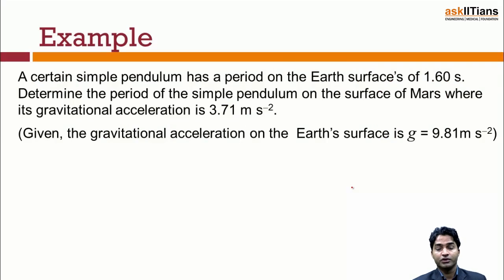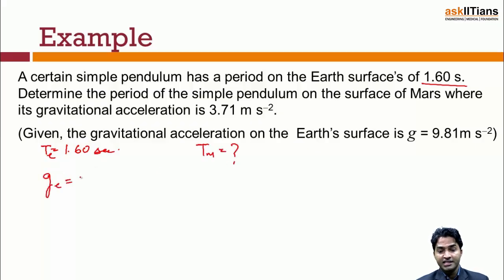Now we would like to proceed to a question. A certain simple pendulum has a period on Earth's surface, time period T on the surface of Earth, given as T equal to 1.60 second. Determine the period of the simple pendulum on the surface of Mars. If gravity on Earth is given as 9.8 meter per second square and gravity on Mars is equal to 3.71 meter per second square.